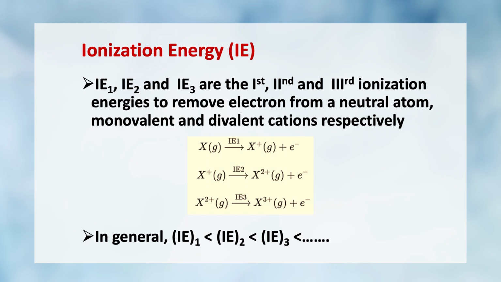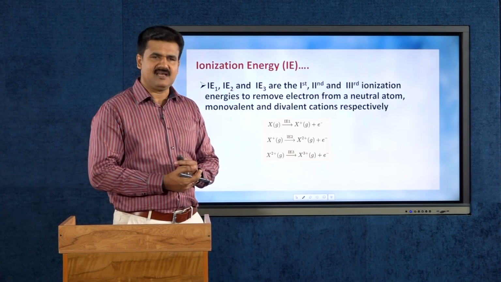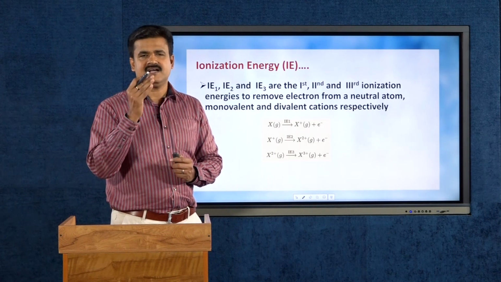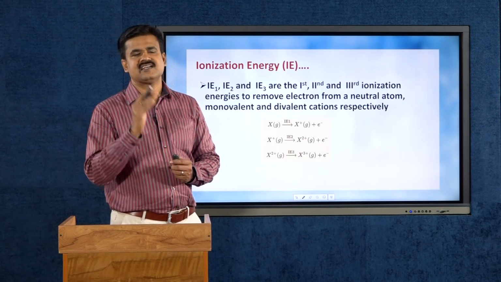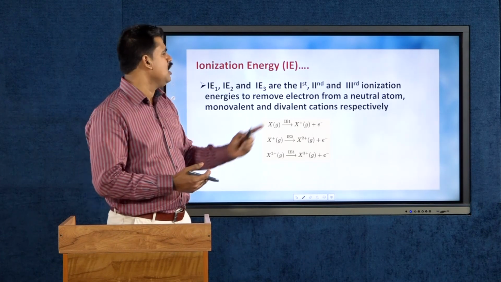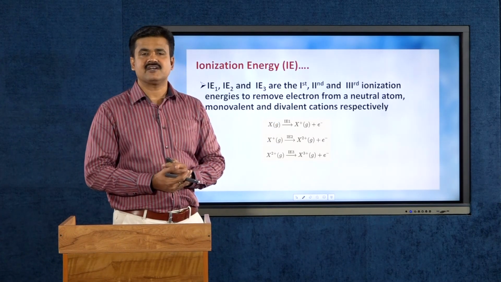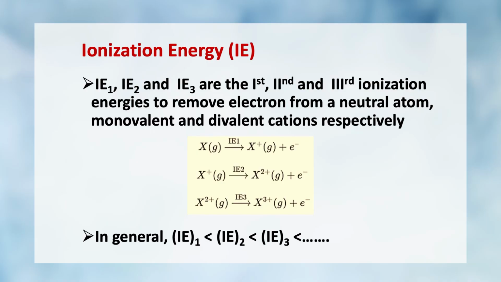This is the equation corresponding to first, second and third ionization energy in its general form. Here X is an element present in the gaseous state, and we have to consider X as an isolated gaseous atom. On providing IE1, X(g) is converted to X+(g). X+(g) is converted to X2+(g) on providing the second ionization energy, IE2. On providing the third ionization energy, IE3, X2+(g) is converted to X3+(g).